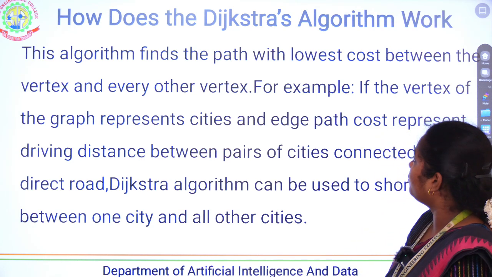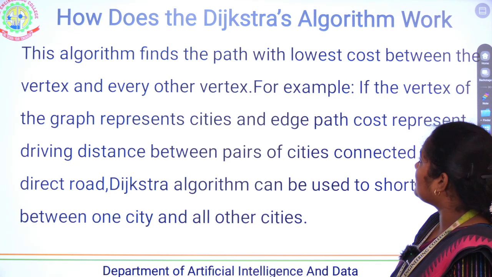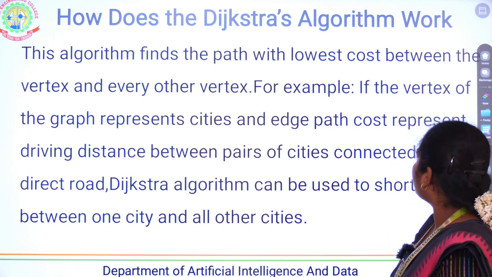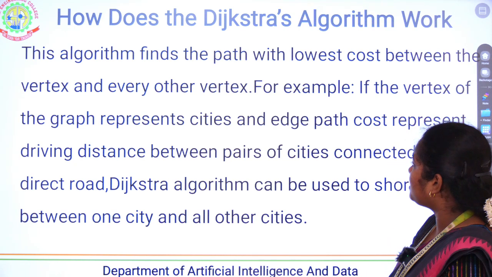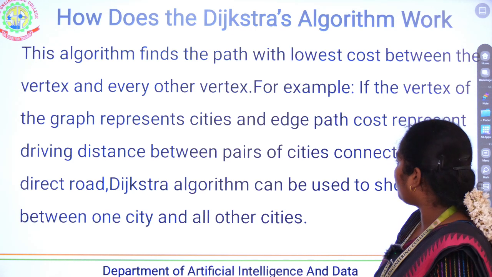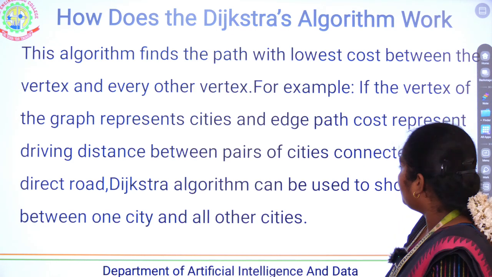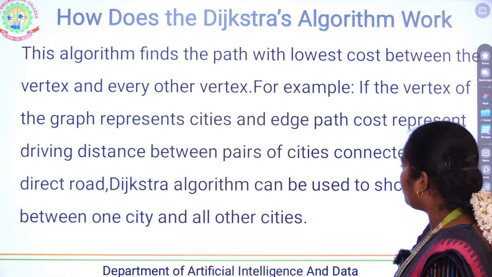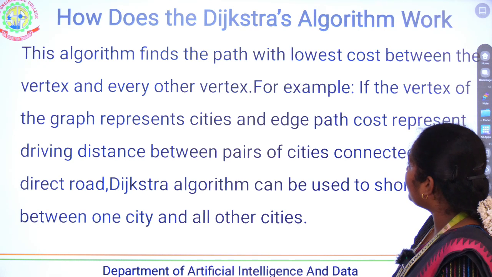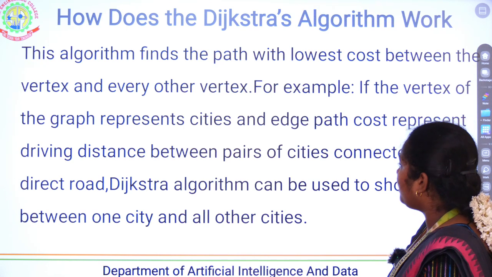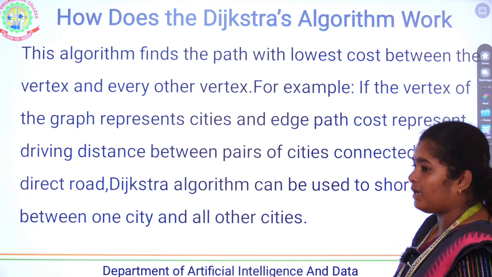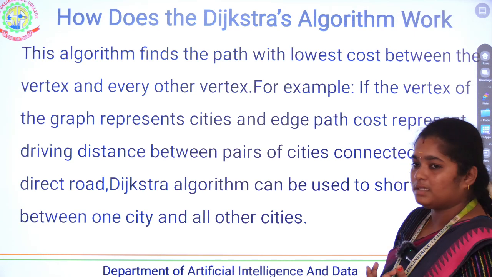How the Dijkstra algorithm works means this algorithm finds the path with lowest cost between a vertex and every other vertex. For example, if the vertices of the graph represent cities and edge path costs represent driving distance between pairs of cities connected by a direct road, the Dijkstra algorithm can be used to find the shortest route between one city and all other cities. This example tells about the cities and the edge path cost, where the driving distance of the cities connected by the direct road can be taken as the shortest path and all other cities are connected.